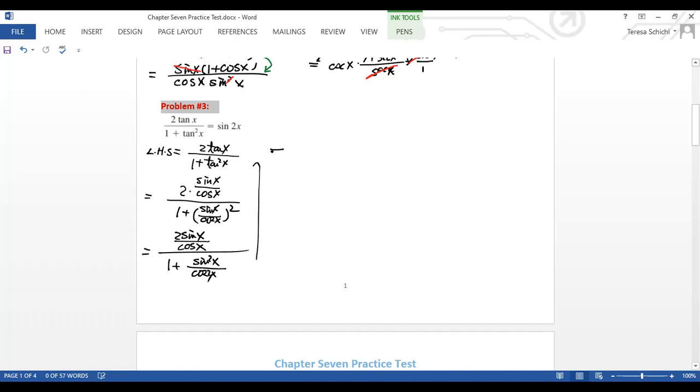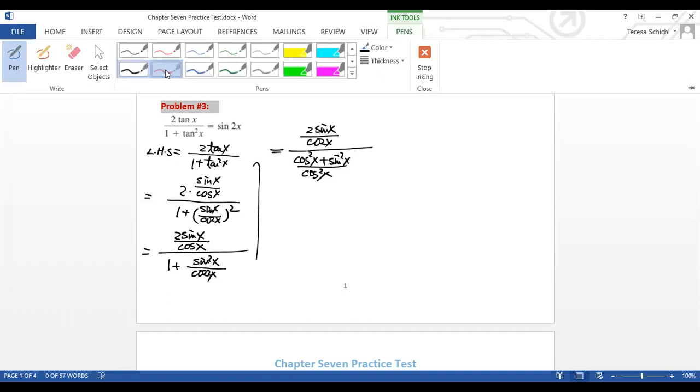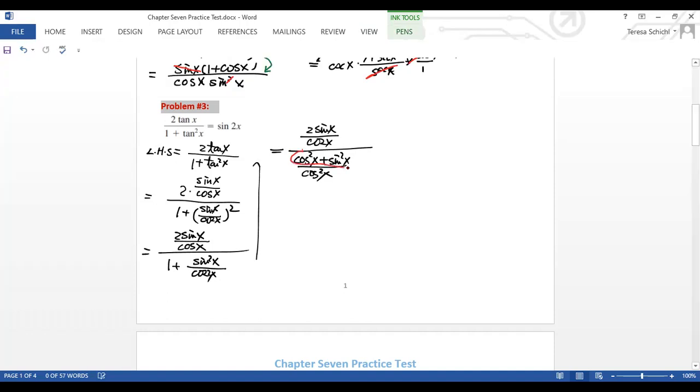Now, continue. So this will be the 2 sine x, cosine x, common denominator. So cosine square x, so what is here? This will be cosine square x plus sine square x. Wow, good things happen. What did you see here? This one is equal to what? This one equals 1 because of the Pythagorean identities, right?